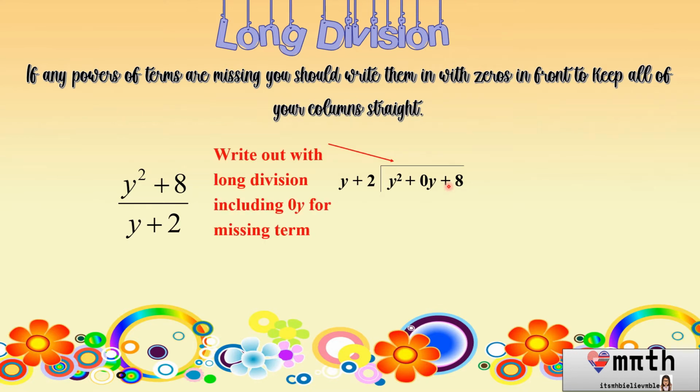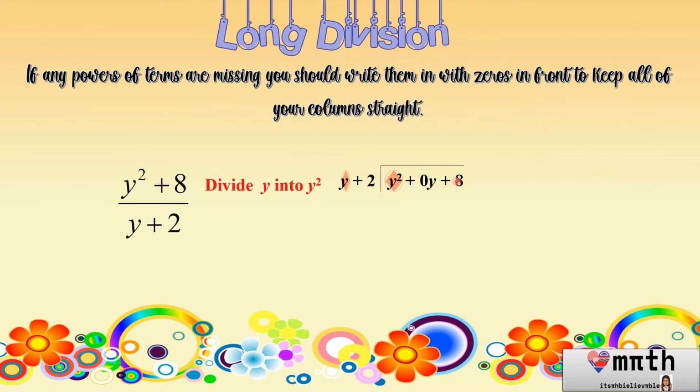In dividing polynomials, always remember that the first term of the dividend should be divided by the first term of the divisor. That would be y squared divided by y, which is equal to y. Then, after dividing, you should multiply the answer by the divisor. So, y times y, that would be y squared. And y times 2, that will be 2y. So, the answer would be y squared plus 2y.